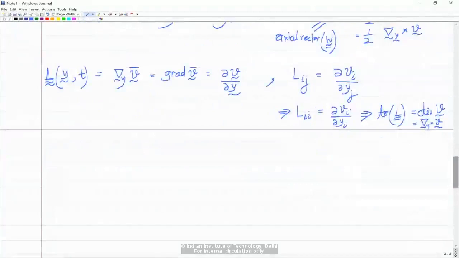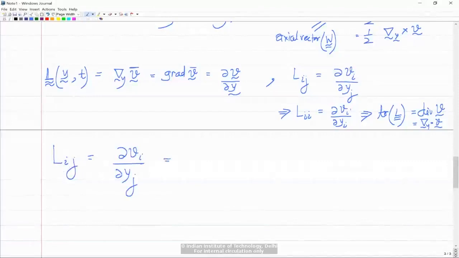Now let us see, can we find this formula in terms of deformation gradient? As of now, it's the Eulerian form of L. Can we get a Lagrangian form of velocity gradient? That is the question. There are, of course, several ways to do it. Let us do it, for example, component wise. So Lij is del vi over del yj.